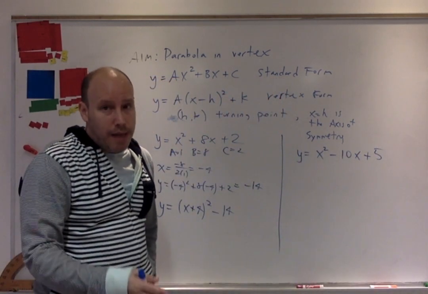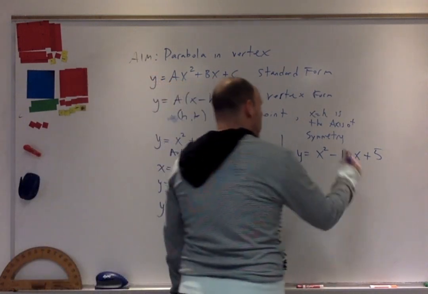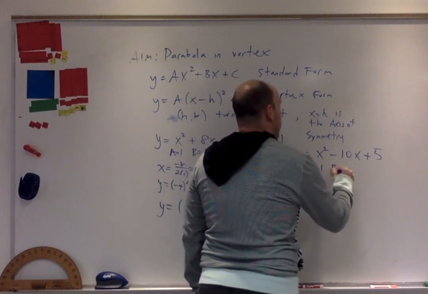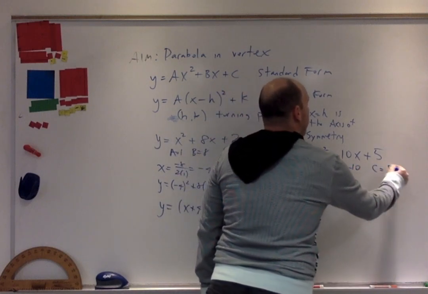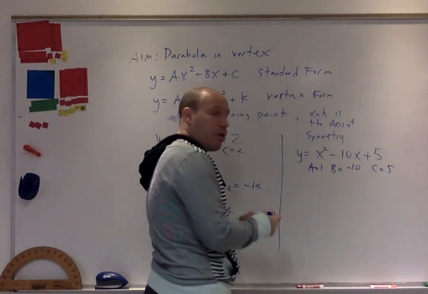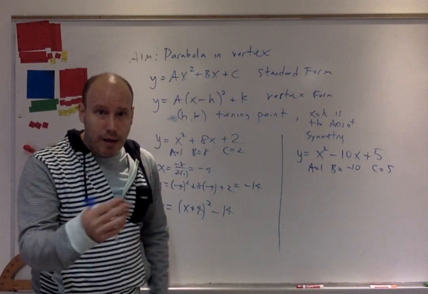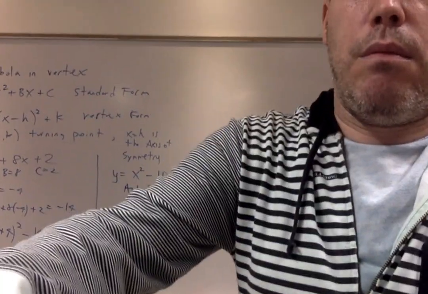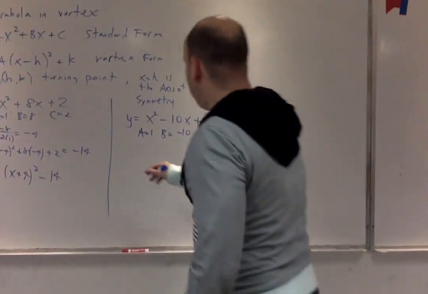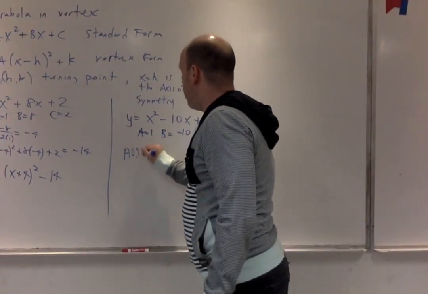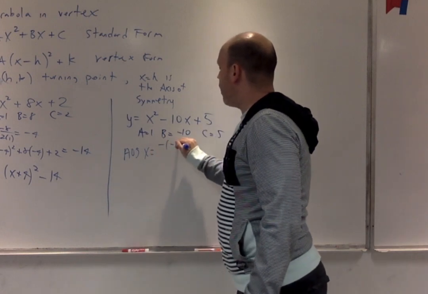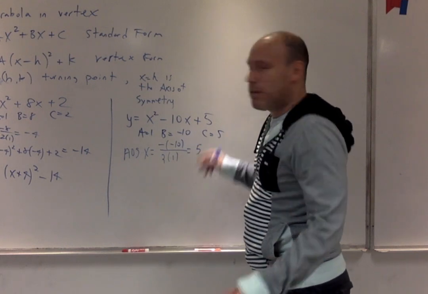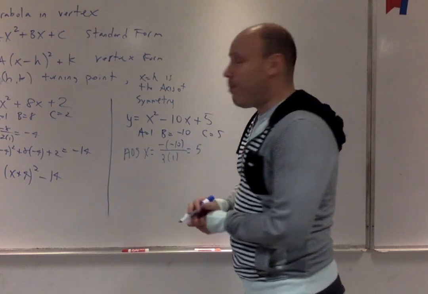Okay, so once again, first of all, find your coefficients. My a is 1, my b is negative 10, and my c is 5. Find your axis of symmetry. Once again, either you can do this in the calculator or you can do this by hand. We know that the axis of symmetry, x equals negative negative 10 over 2 times 1, which is 5. Coincidence. Find the y value of the turning point.